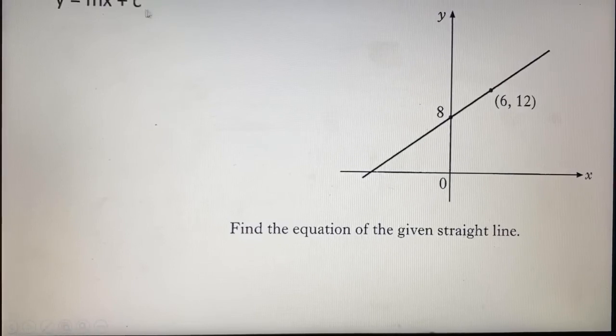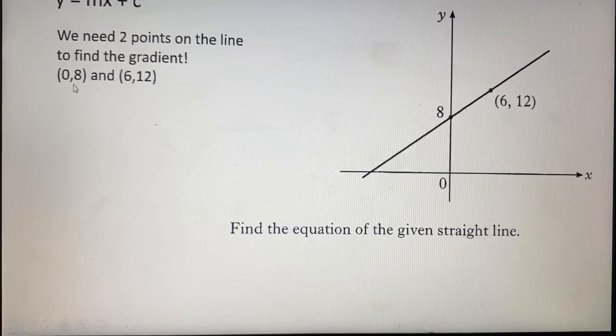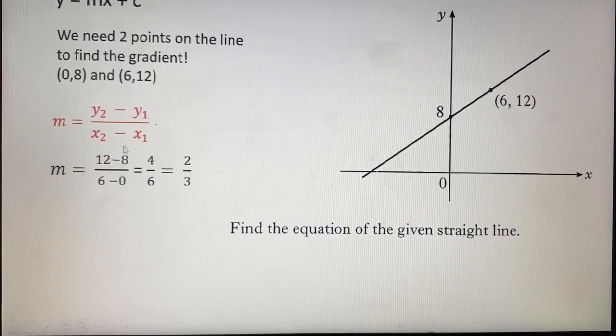Okay, so y equals mx plus c, so for m, we're going to use these 2 points, 0, 8 and 6, 12. So x1, y1 for the first point, x2, y2 for the second point. So it's going to be 12 minus 8 on the top line and 6 minus 0 on the bottom line. So 12 minus 8 is 4, 6 minus 0 is 6. So that simplifies to 2/3. So 2/3 for our gradient.